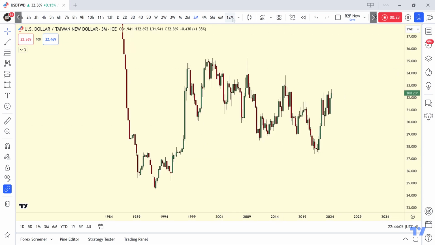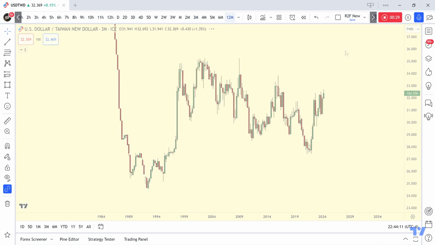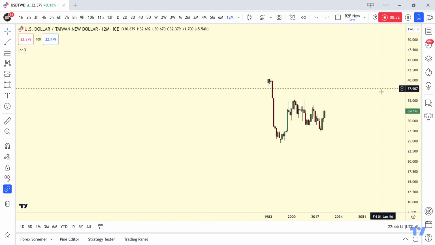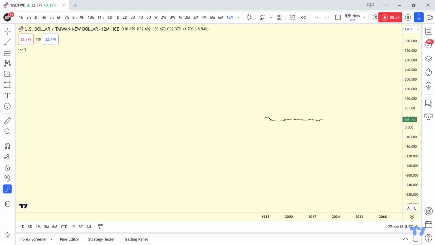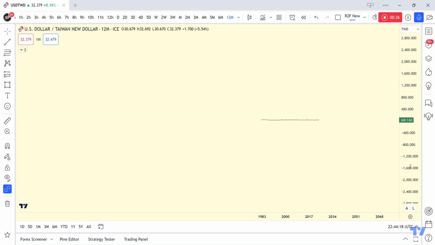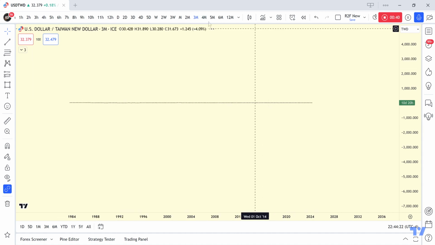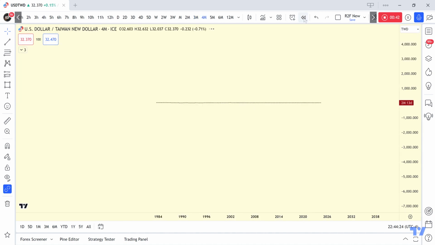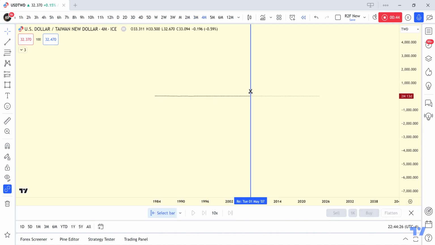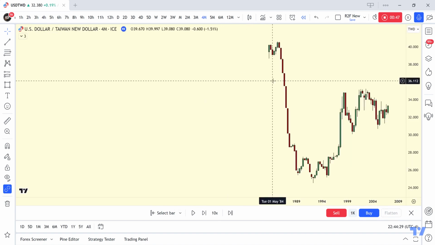So let's start on the US dollar against the Taiwanese dollar. Let's go to the 12-month first and scrunch it up. Not the best chart, but I'm sure we can find a trade in there. We just need a PD array. How about we go 4 months? Okay, somewhere in here in the middle would be ideal.